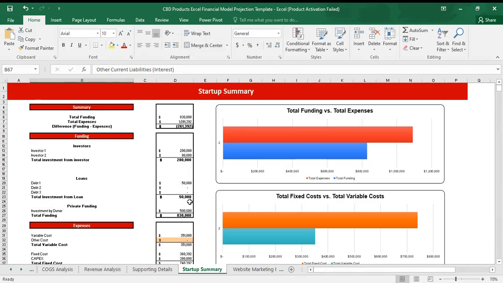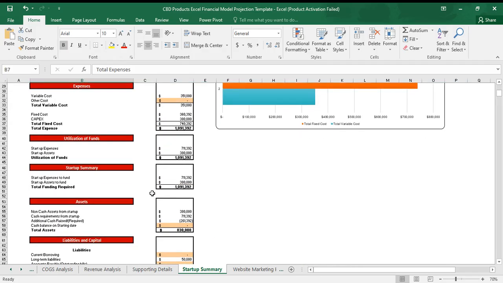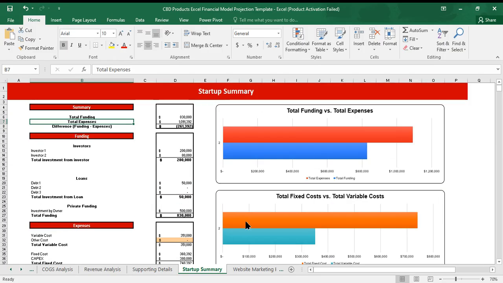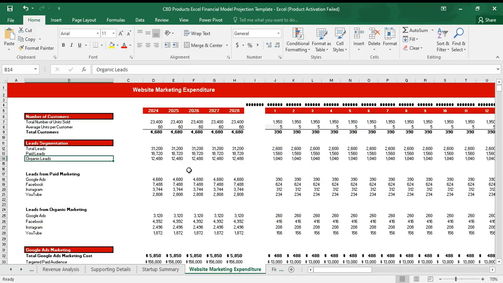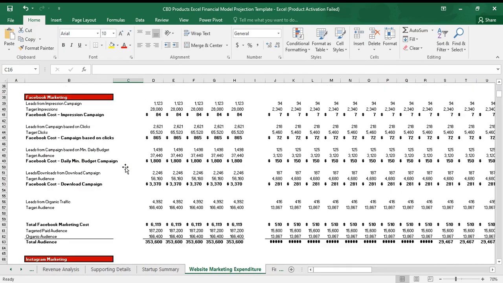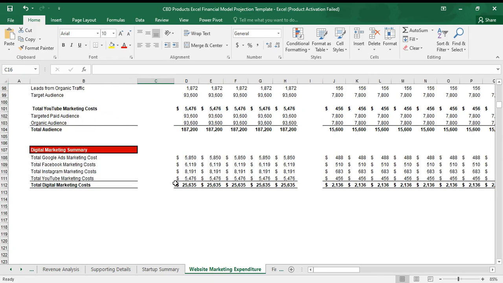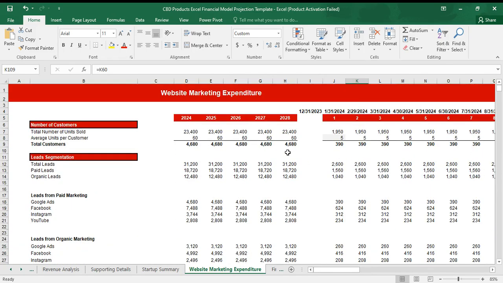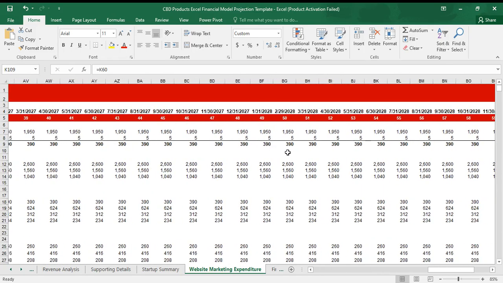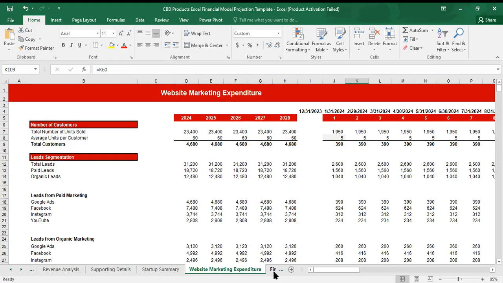And then we have the startup summary sheet. Now this sheet compares the funding and expenses in the first year of operations of the business. And we have also included a funds utilization summary here, and we have included graphs for easy analysis. This is the website marketing expenditure sheet, and this sheet calculates the website marketing expense for the business. Basically, the digital marketing expense for each year and then for each month as well. And this is going to be treated as an expense in the income statement.